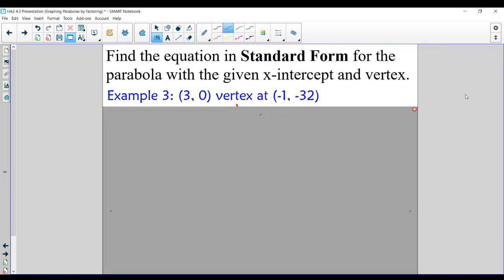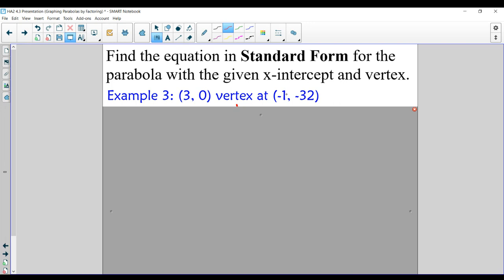All right, similar type of thing on this one now. So this one I've got (3, 0), and I've got a vertex at (-1, -32). Me personally, anytime I'm given the vertex, I'm going to use vertex form. And I would solve using vertex form, which I'm going to show on one of the parts of this answer. However, you could, if you wanted to, use the fact that if you have a vertex here and an x-intercept here, the vertex has the line of symmetry going through it. And so that would mean on the opposite side would be another x-intercept.